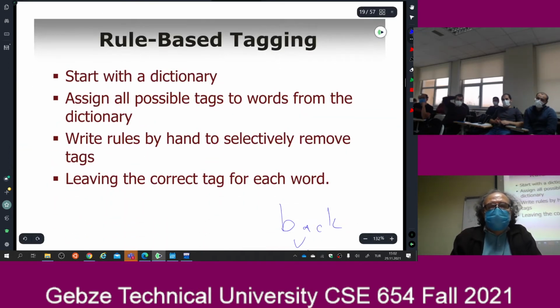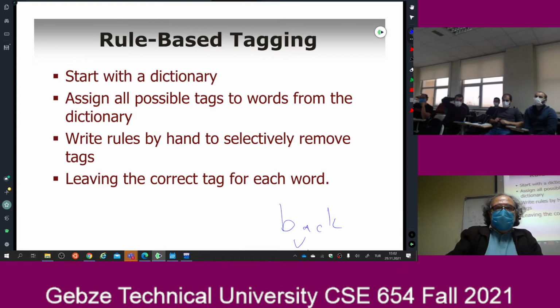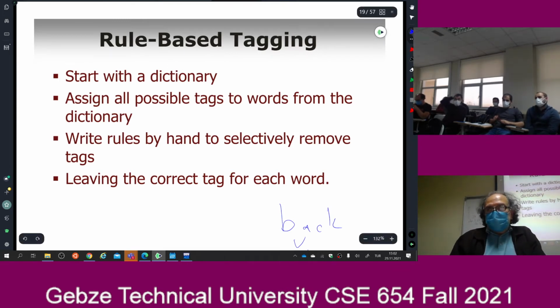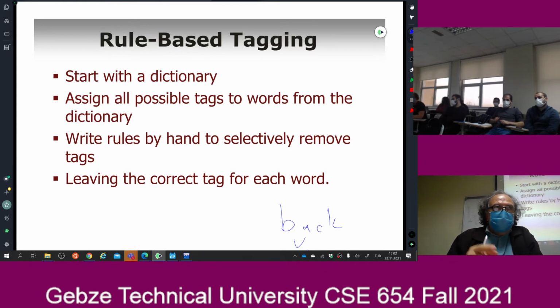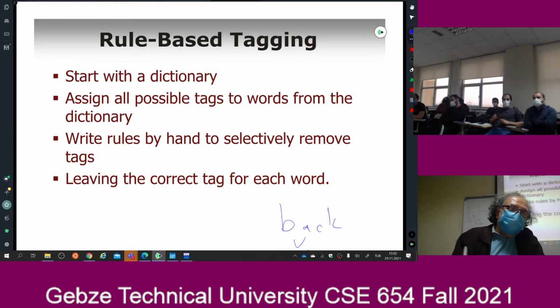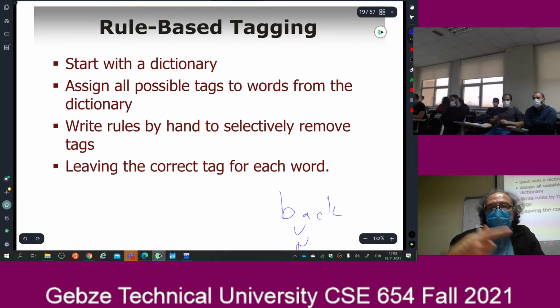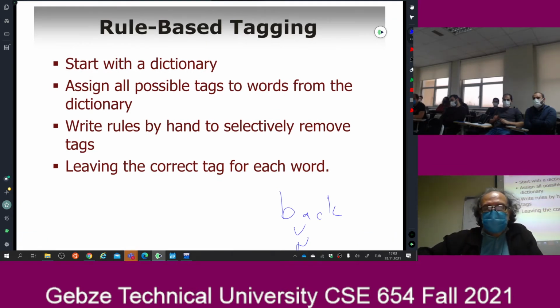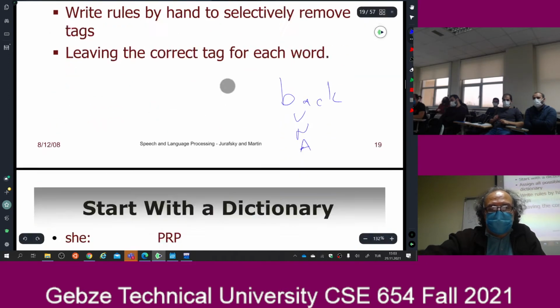Okay, so let's look at this rule-based tagging. I start with a dictionary, like the Merriam-Webster, okay? And for each word, I pick all the tags from the dictionary, this one, this one, this one, and I start running these rules. Those rules will tell you, okay, if this happens, this cannot happen. If this happens, this cannot happen. And at the end, I am hoping to have only a single set of tags for each word.